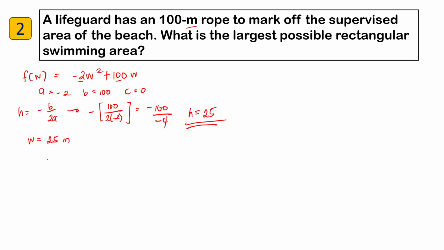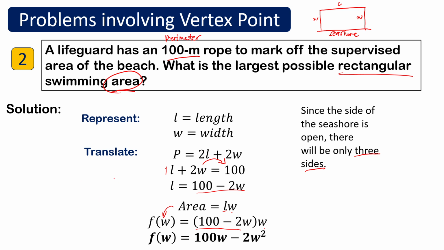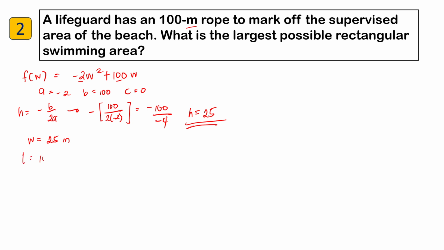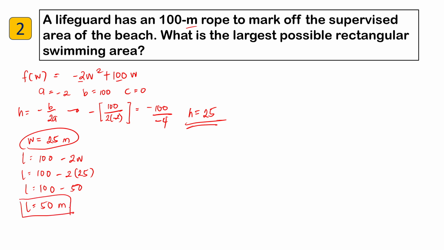And then to solve for the length, we will use the equation that we derived here. L is equal to 100 minus 2W, and then substitute the value of W. We have L is equal to 100 minus 2 times 25. 2 times 25 is 50, so 100 minus 50 gives us 50, and the unit is in meters. So 50 meters.